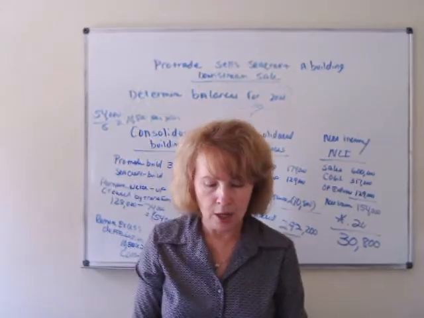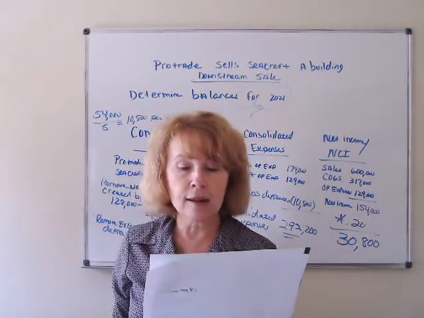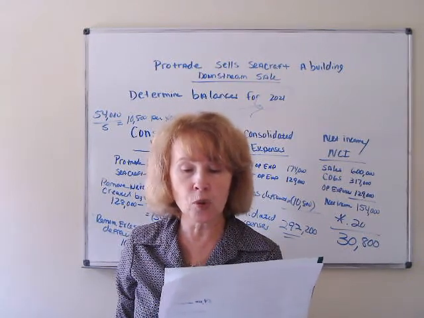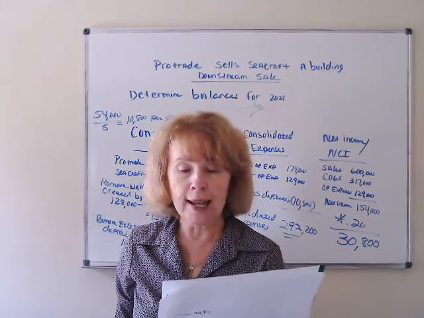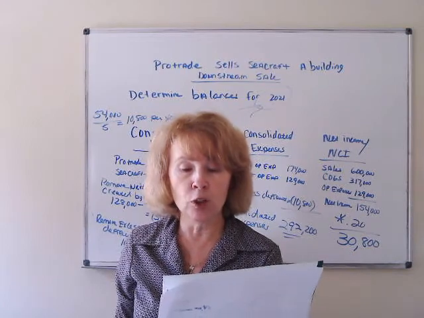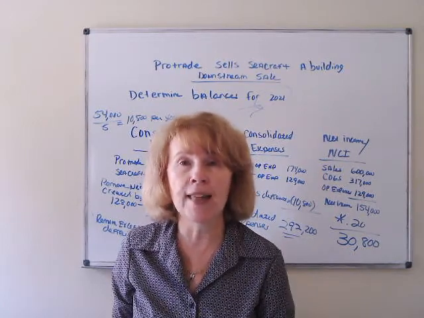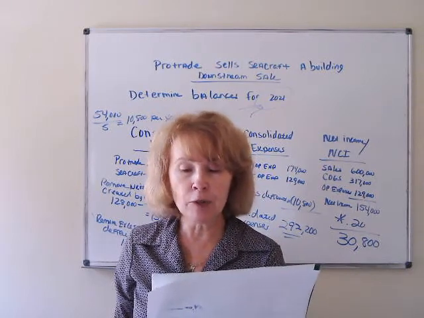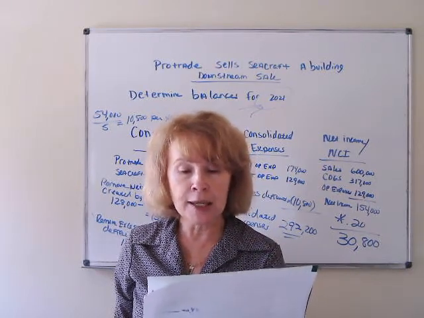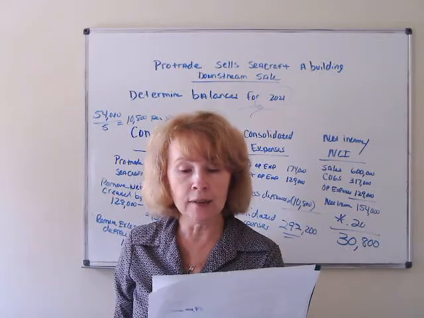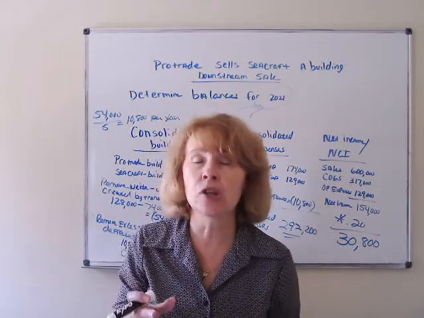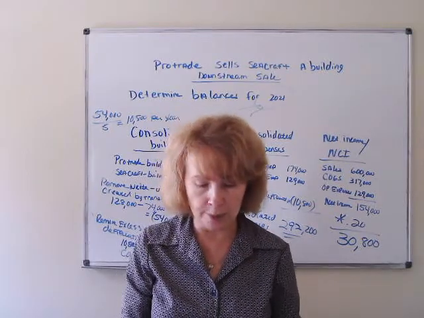Here's C. ProTrade sells Seacraft a building on January 1st, 2020 for $128,000, although its book value was only $74,000 on this date. The building had a 5-year remaining life and was to be depreciated using the straight line method with no salvage value. I need all that information in order to figure out this problem.